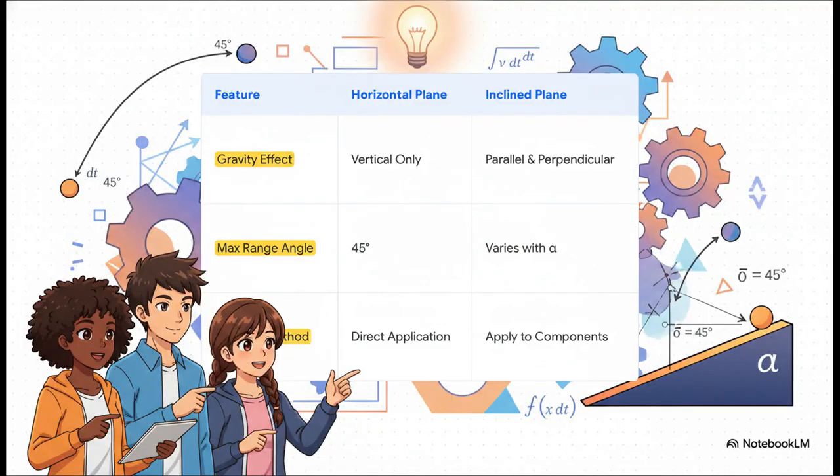When you just memorize, you only know what the equation is. But when you understand the derivation, you know why the equation is what it is. You understand why gravity suddenly seems to work differently on an inclined plane. You get why that magic 45-degree angle for maximum range doesn't work anymore. Memorization is fragile. Understanding is flexible.